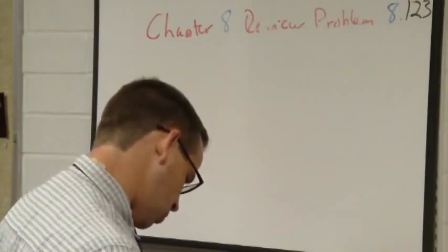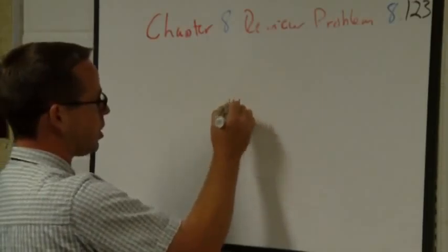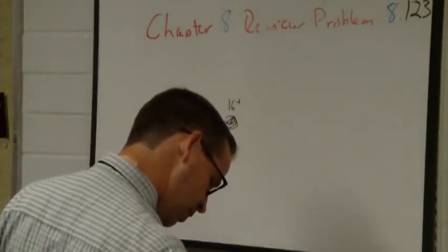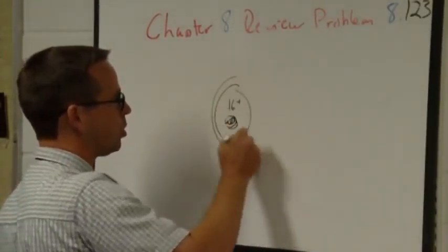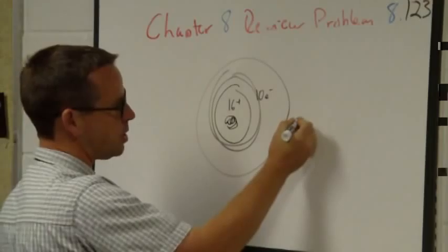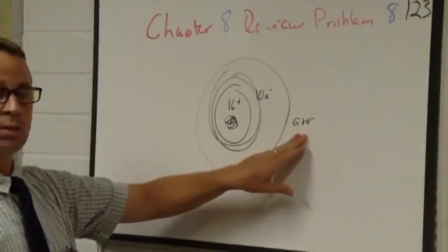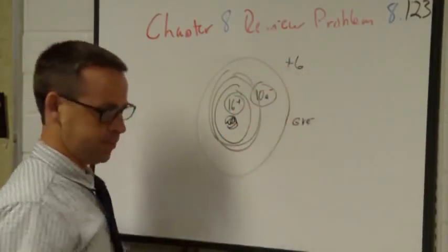For sulfur, sulfur has 16 protons. We'll draw a picture of this one for you. 16 protons in there, right? 16 plus charges. And its core electrons are 10, going to neon, right? So the core has 10 electrons in it. Now the valence electrons, there's 6 valence electrons, and the question is, what do those 6 valence electrons feel? Well, they feel the difference here, which is a +6.